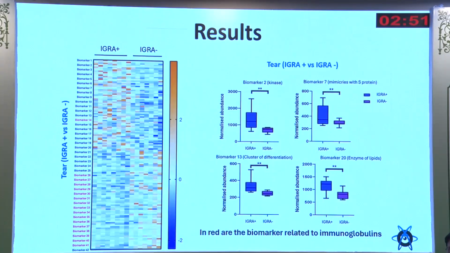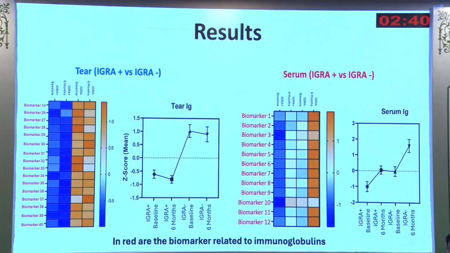When we compare tears for IGRA positive and IGRA negative, these are just 4 of the specific biomarkers which were very highly significantly differentiated between the 2 groups. Same thing for serum as well, as you can see, and also at 6 months, how the differences were noted.